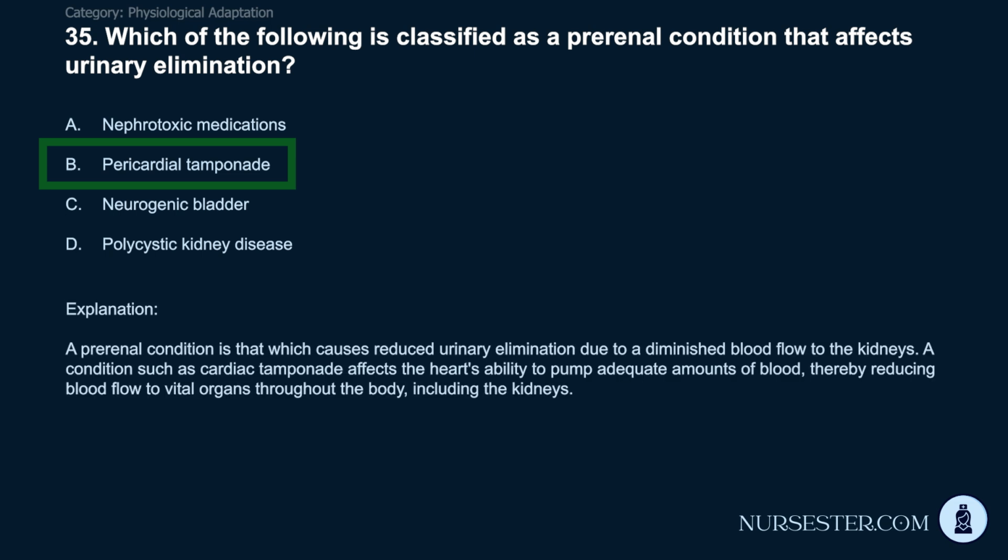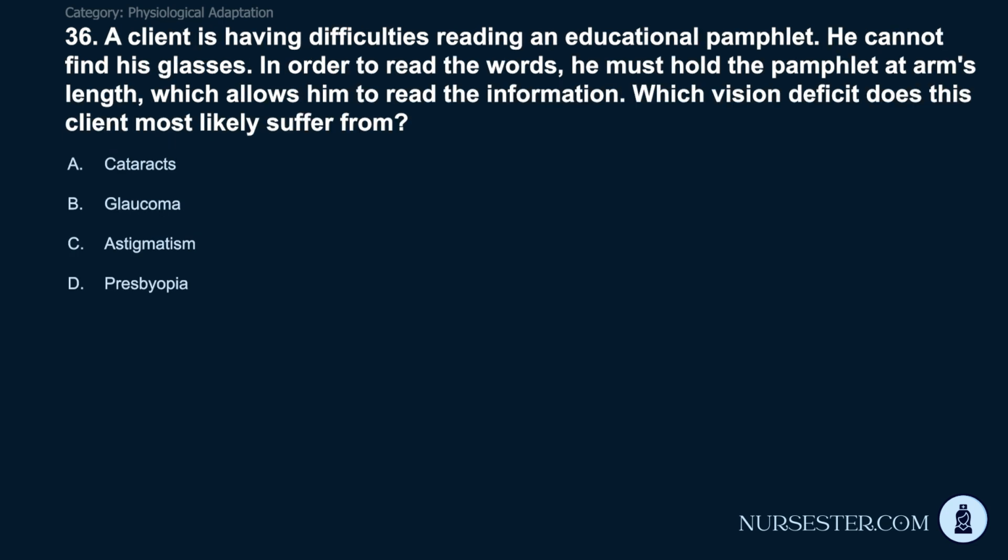A prerenal condition is that which causes reduced urinary elimination due to a diminished blood flow to the kidneys. A condition such as cardiac tamponade affects the heart's ability to pump adequate amounts of blood, thereby reducing blood flow to vital organs throughout the body, including the kidneys.